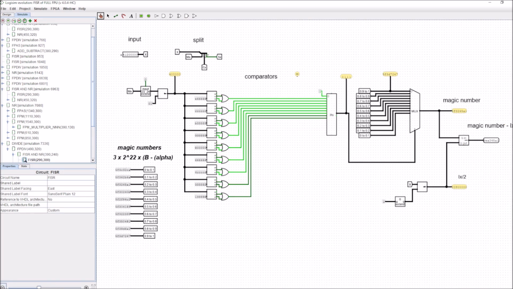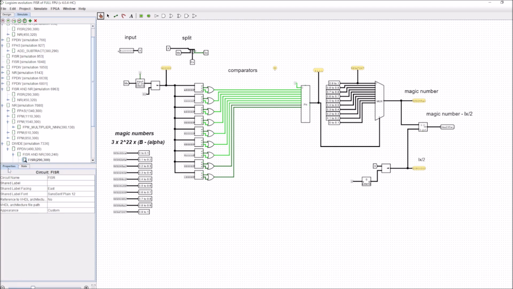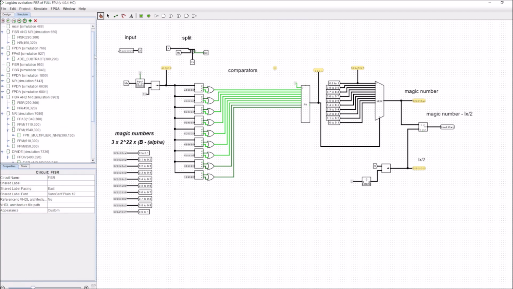Okay, now again I'll talk through in detail. What tends to happen is if I try to explain everything, the video could go on for 2 or 3 hours. Okay, so that is the basis of the fast inverse square root circuit.